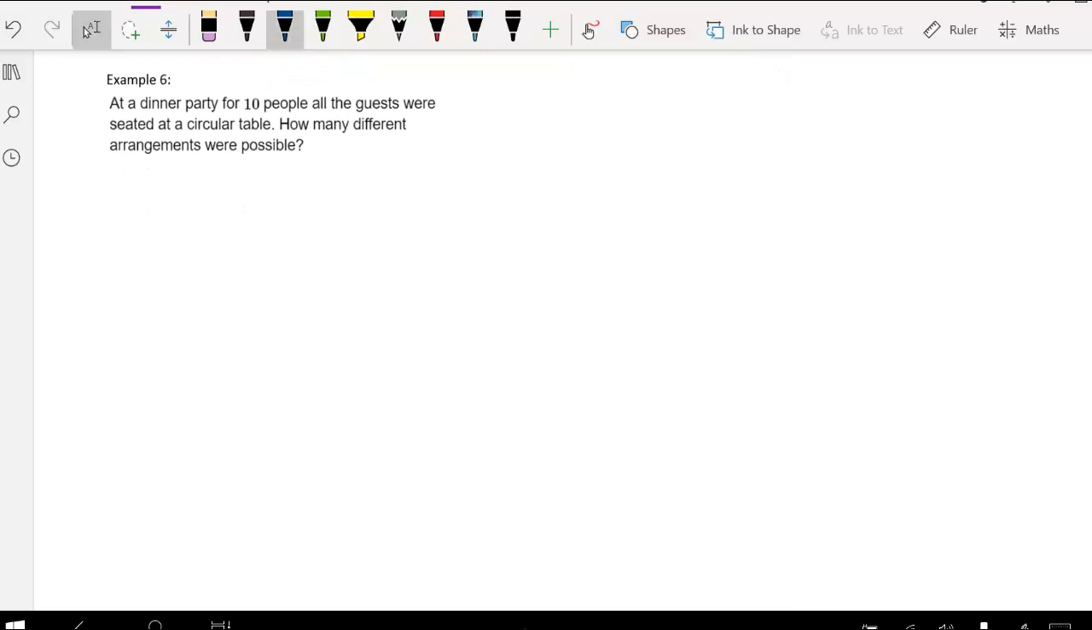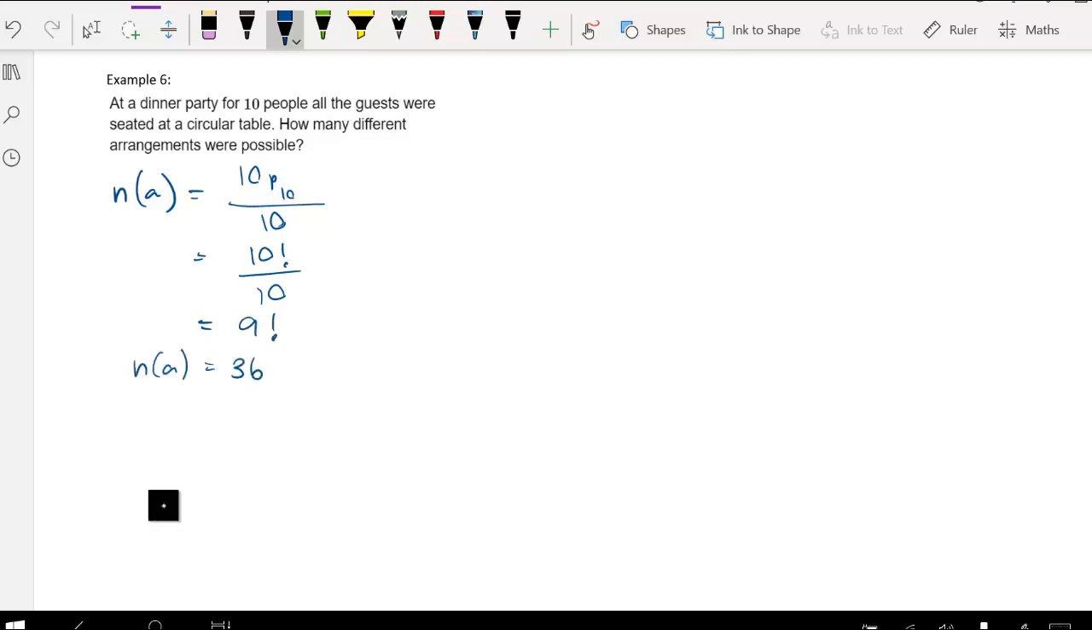Our last example is, at a dinner party for 10 people, all the guests were seated at a circular table. How many different arrangements were possible? So in this scenario, we're assuming that all people are seated. So that means it will be 10P10. And we're dividing by 10, which is the number of seats around the table. So that means we've got 10 factorial on 10, and we end up with 9 factorial, 362,880 different arrangements.